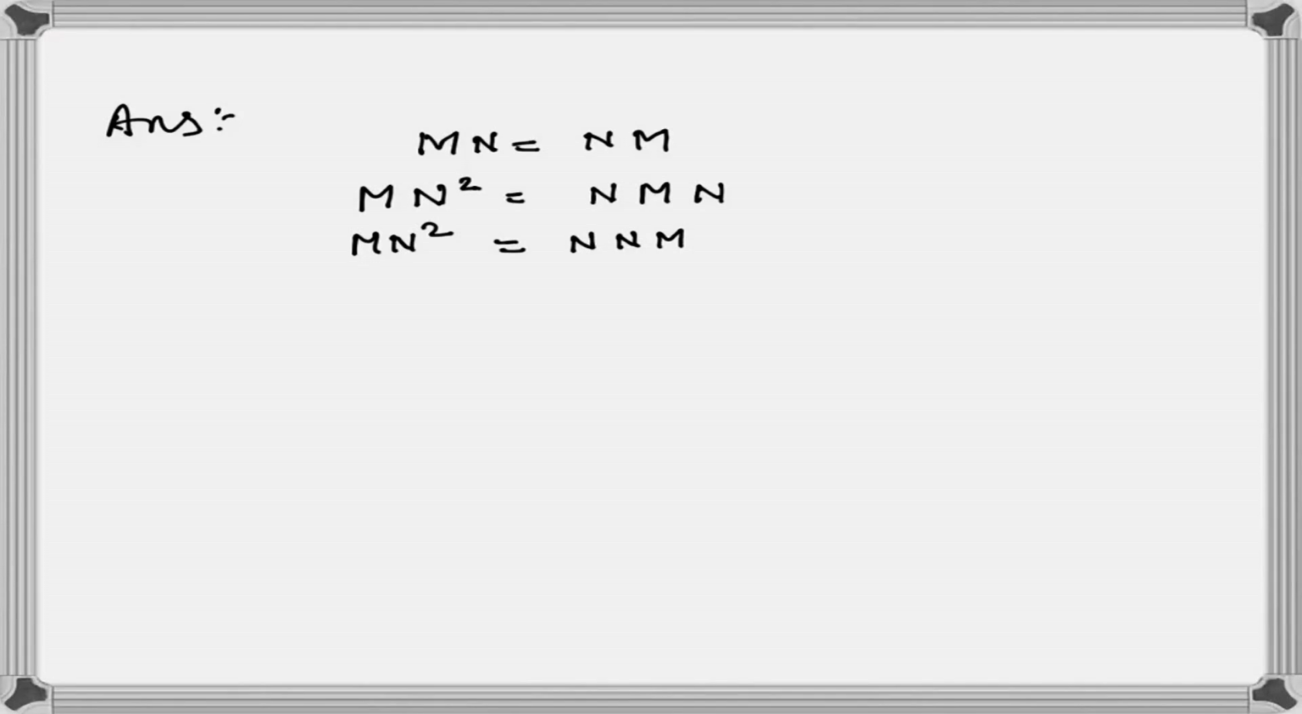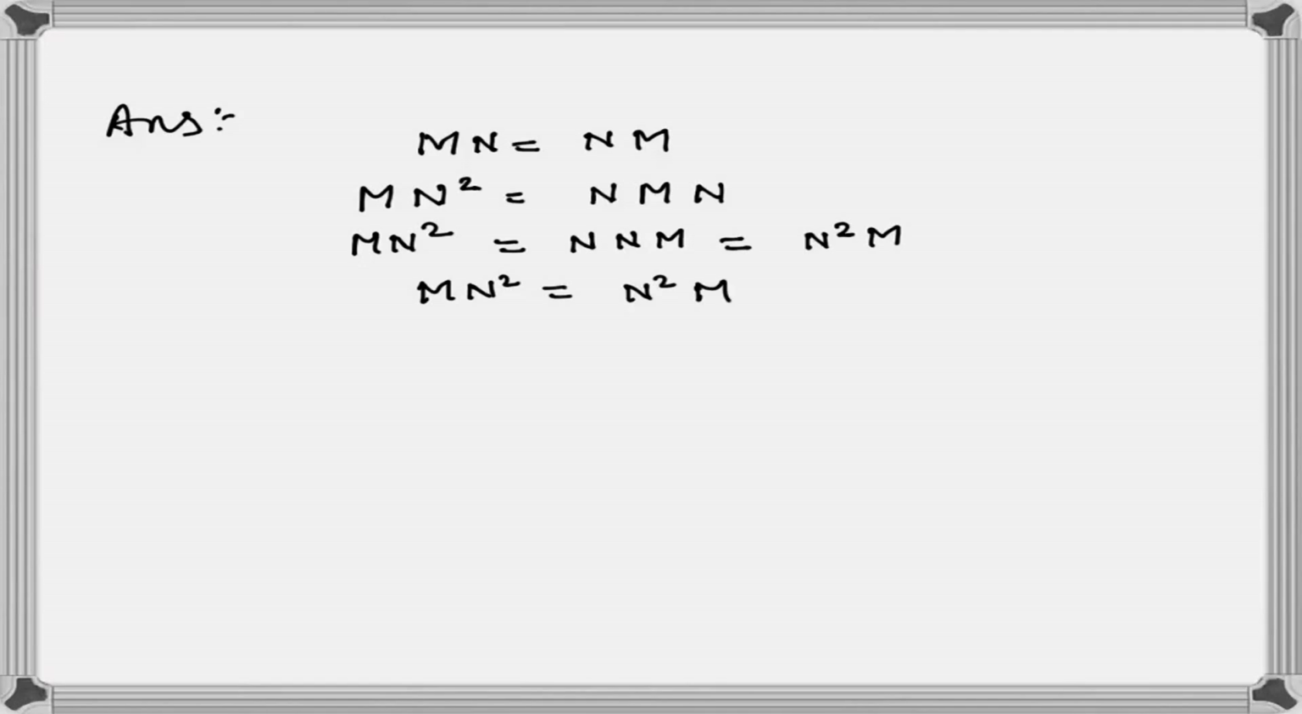Okay, so this is what is given. It is given that MN is equal to NM. Let's see what it gives us. So if I multiply MN into N from the right, then MN square is equal to NMN, and now I can apply MN is equal to NM here. So we get MN square is equal to NNM, and this is equal to N square M.